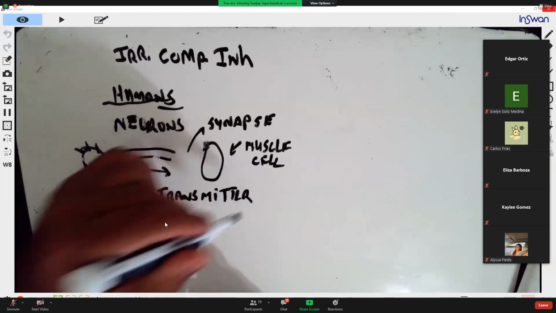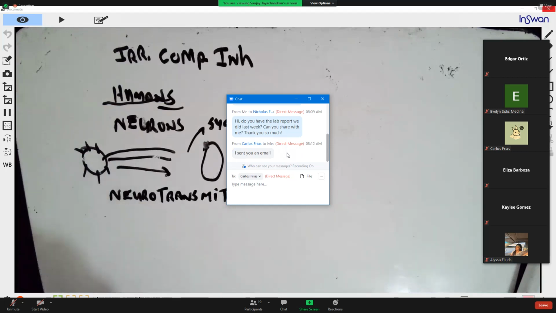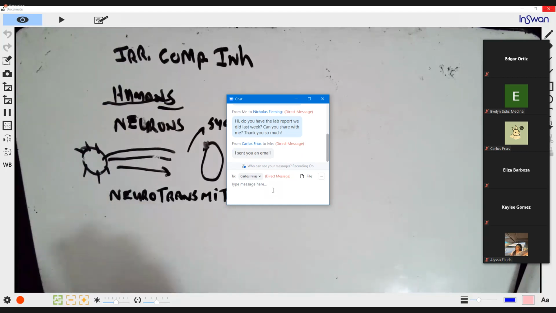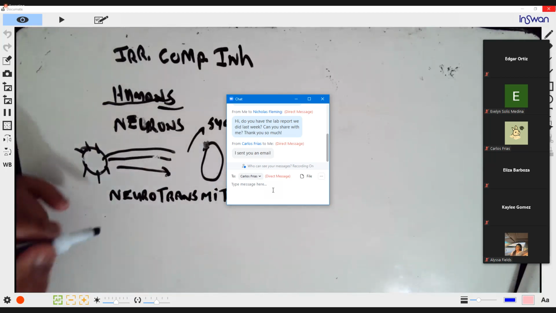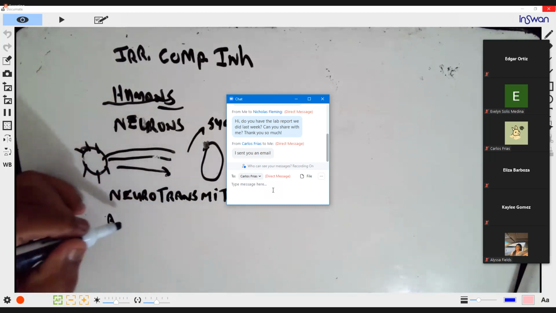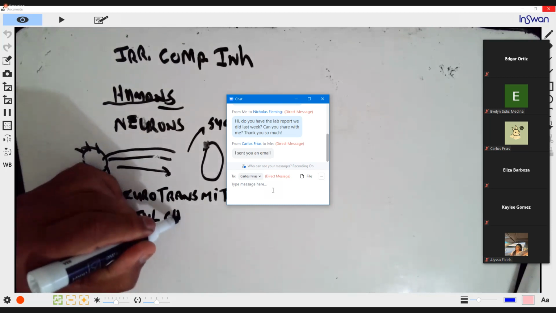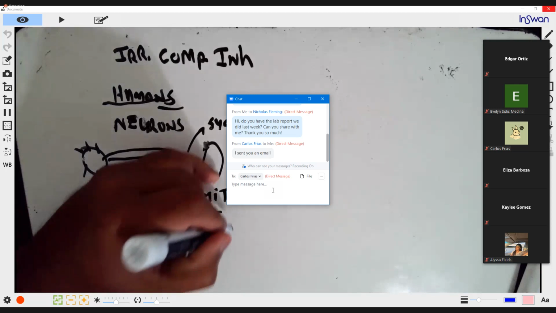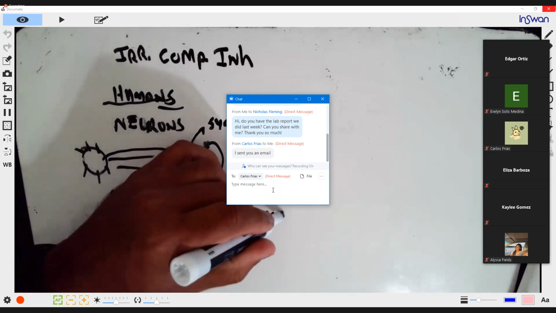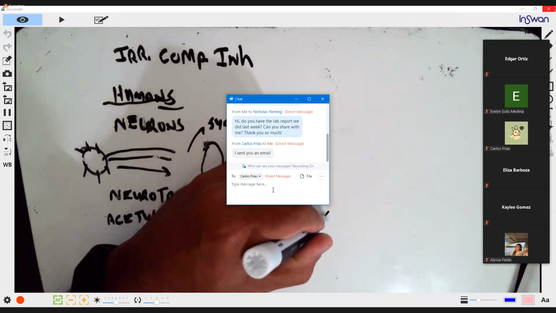So towards the last month of the course, we're going to talk about the human body and nervous system in detail. The neurotransmitter is what transports the nerve signal to the other side. This one in particular for muscle cells is called acetylcholine. Acetylcholine delivers the signal to cause muscle contraction.